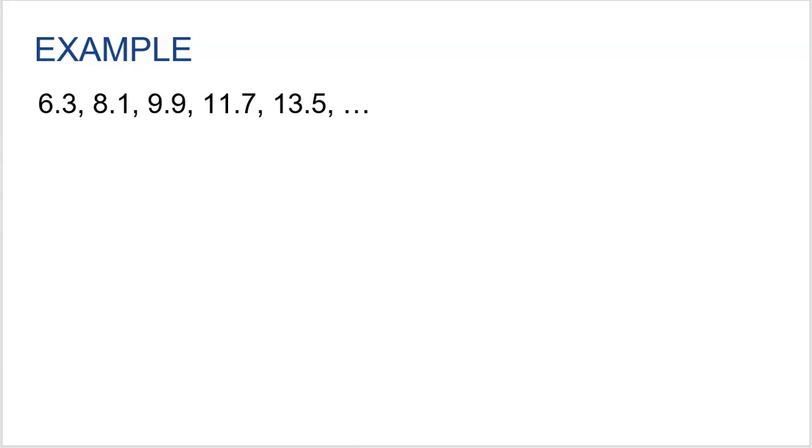Once again, with decimals, sometimes it's a little bit hard to see what the actual difference is. So if you're wondering whether this is arithmetic, just subtract any 2 consecutive terms. You need to get the same number. So 8.1 minus 6.3 is 1.8. 9.9 minus 8.1 is 1.8. 11.7 minus 9.9 is 1.8. So clearly my common difference is 1.8. I'm adding 1.8 every time.